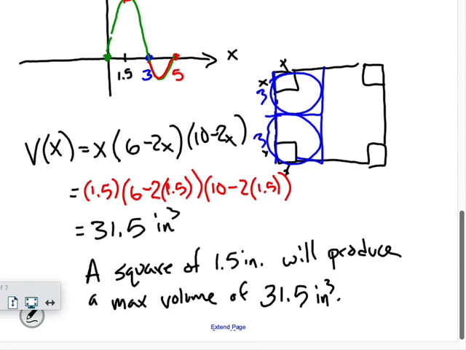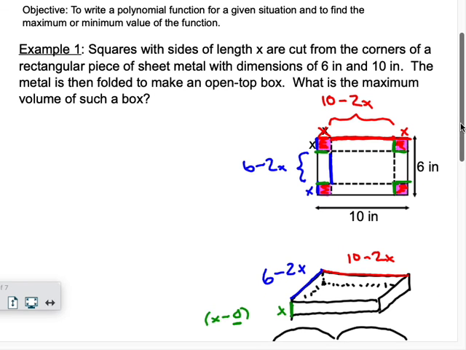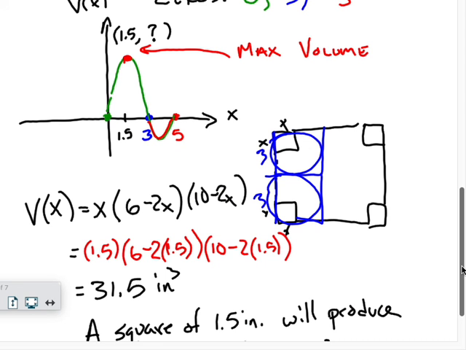So a square of 1.5 inches will produce a maximum volume of 31.5 inches cubed. Let's go back up and check our question: what is the maximum volume of such a box? All right, so we hit all those pieces there.